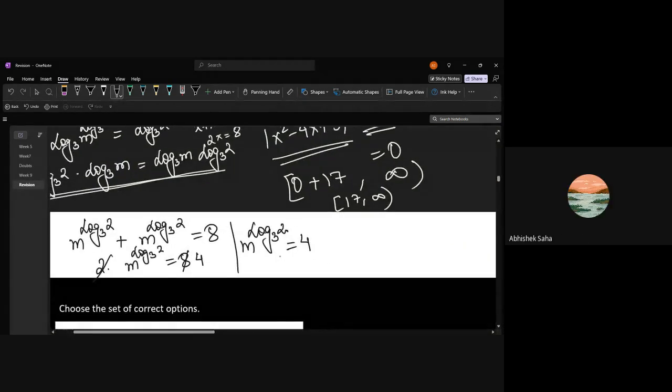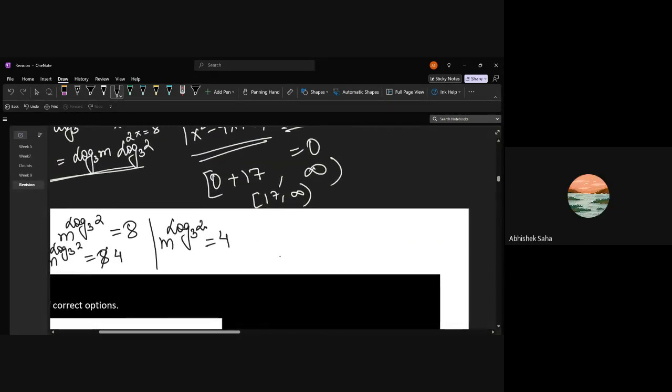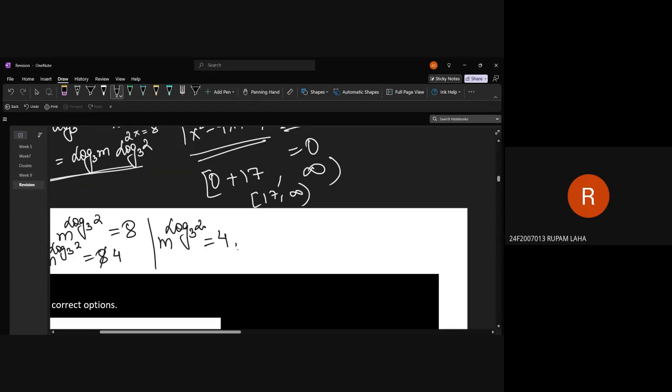We need to use the property here. We can just write 2 directly to the power log. Hmm.